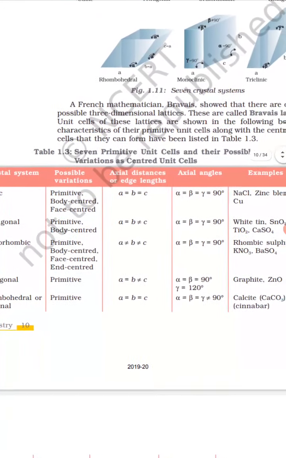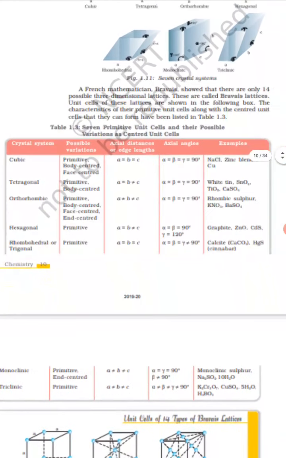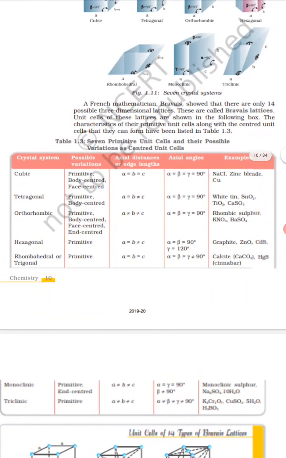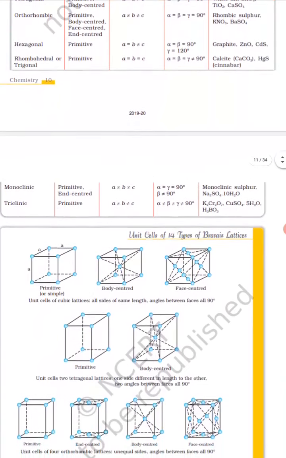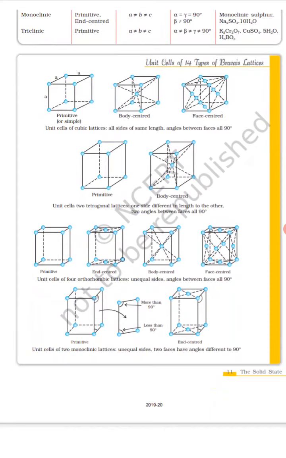The table 1.3 gives a relation between the crystal system, the axial distance or edge length, the axial angles, and the examples. And the 14 types of Bravais lattice can be seen in this particular figure.